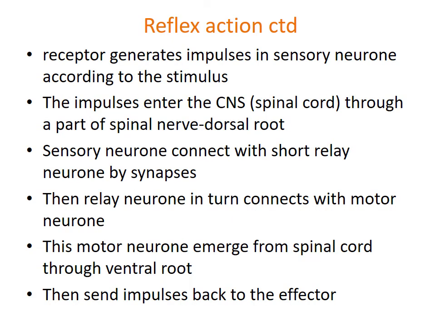In the reflex arc, the receptor generates impulses in the sensory neuron according to the stimulus. The impulses enter the central nervous system through a part of the spinal nerve called the dorsal root. In the spinal cord, the sensory neurons connect with short relay neurons by synapses. Then these relay neurons in turn connect with the motor neurons. After that, these motor neurons emerge from the spinal cord through the ventral root, and then send impulses back to the effector, which are the muscles and the glands.